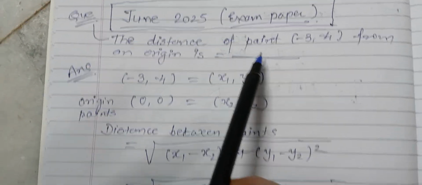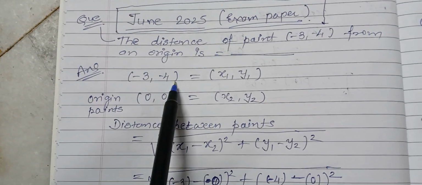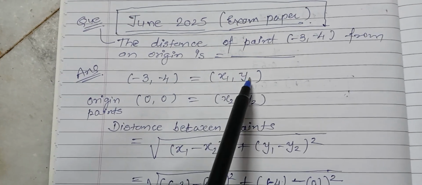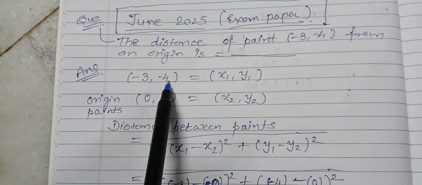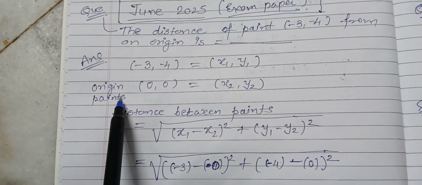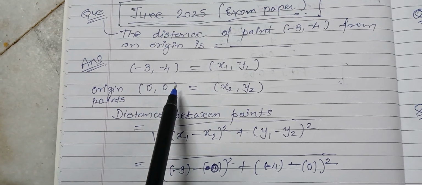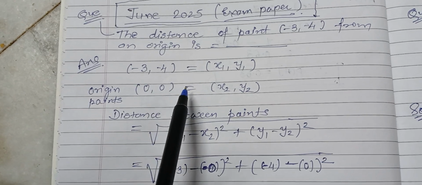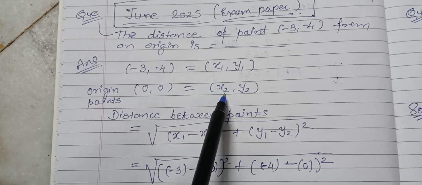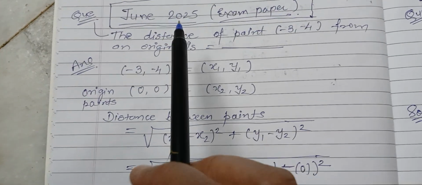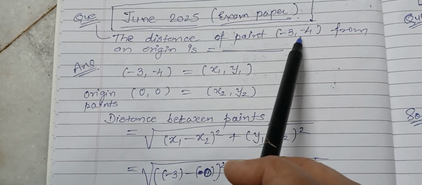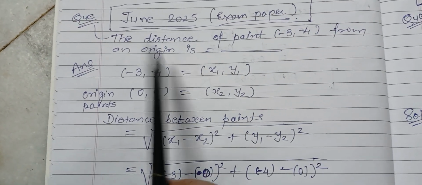Okay, so -3 and -4, these are the given points, that is our x1 and y1. We assume this as x1 and y1. And the origin point, we know the origin point is 0, 0. So we denote this 0, 0 as x2, y2. And the question we have is the distance between this (-3, -4) from an origin.